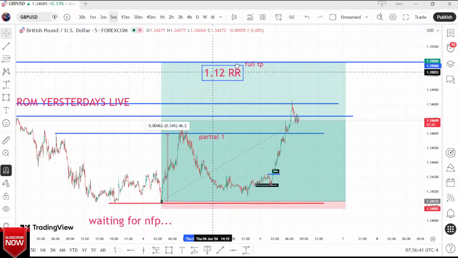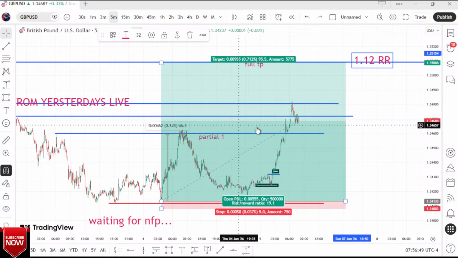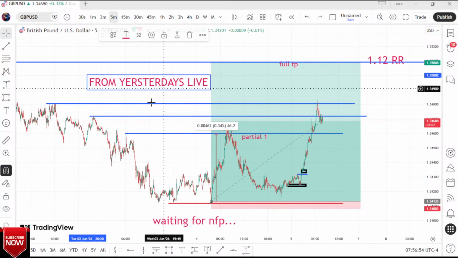So we actually expect price to go there. This one is 12R risk reward ratio. Waiting for that NFP. It's 30 minutes to NFP. This is the second partial here. You see there, from yesterday's live.